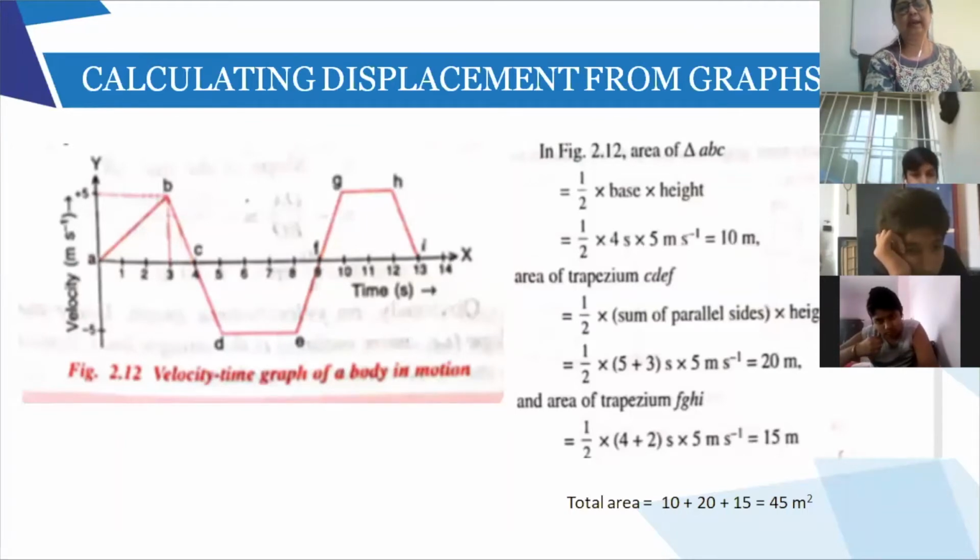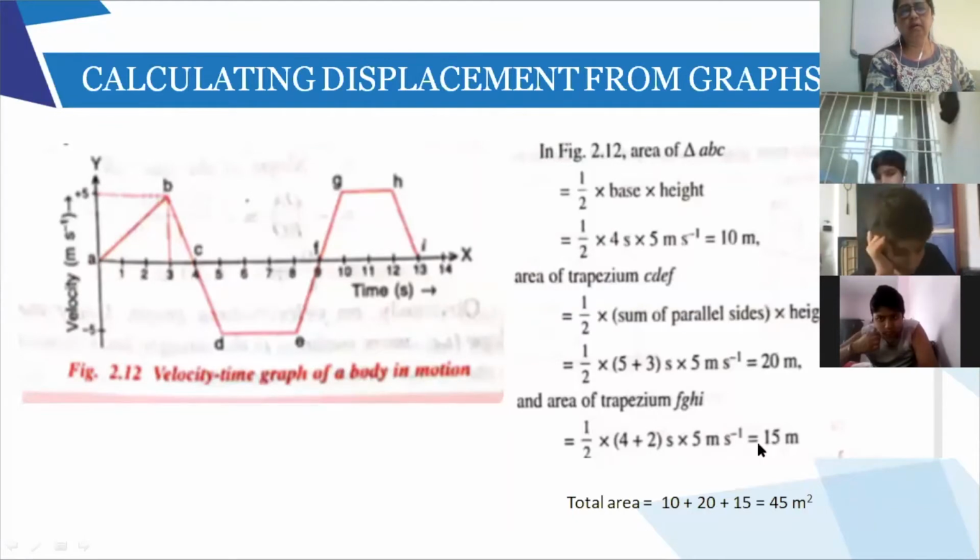Now, same way, the area of this trapezium FGHI is half into 4. See what is 4 here? 13 minus 9, 4. The lower side is 4 and the upper side is 2, because this is coming at 10 and this is coming at 12. From H, if I draw a perpendicular, it will come at 12. From G, if I draw a perpendicular, it will come at 10. So GH is 2, FI is 4. So 2 plus 4, and the height is 5. So the area of the trapezium is 15.